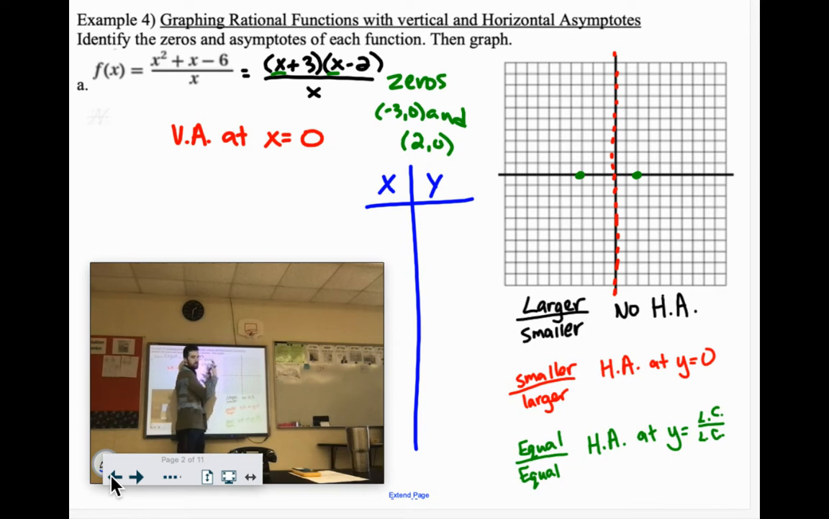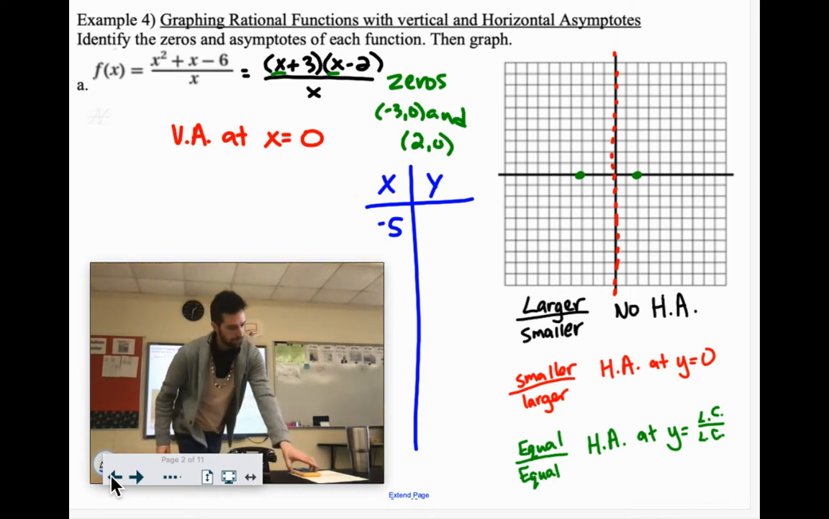We'll set it into the original equation. We'll substitute it in, solve it. Whatever answer we get will be the y. So I'm looking for a number that is less than -3 that we can substitute in for x. Let's say I chose -5. You can choose anything.